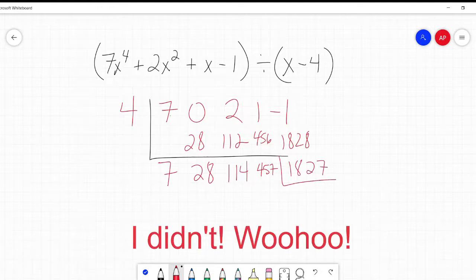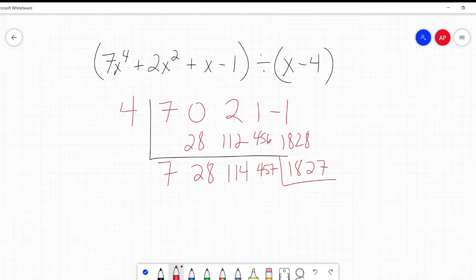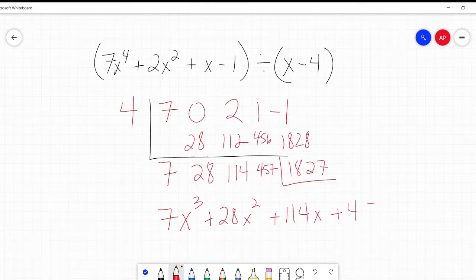All right. So what this would mean is my answer would be 7x, we start one lower, cubed, plus 28x squared, plus 114x, plus 457, plus a remainder of 1,827 all over x minus 4. This is what happens, kids, when you just pick something randomly and don't use a problem that you prepared beforehand.